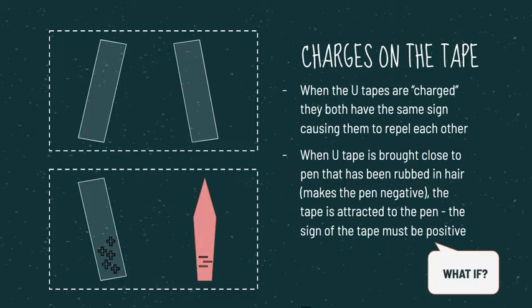To determine if the tape was negatively or positively charged, we used a pen. When you rub a plastic pen in your hair, it becomes negatively charged. The tape is attracted to this, meaning it has a positive charge.